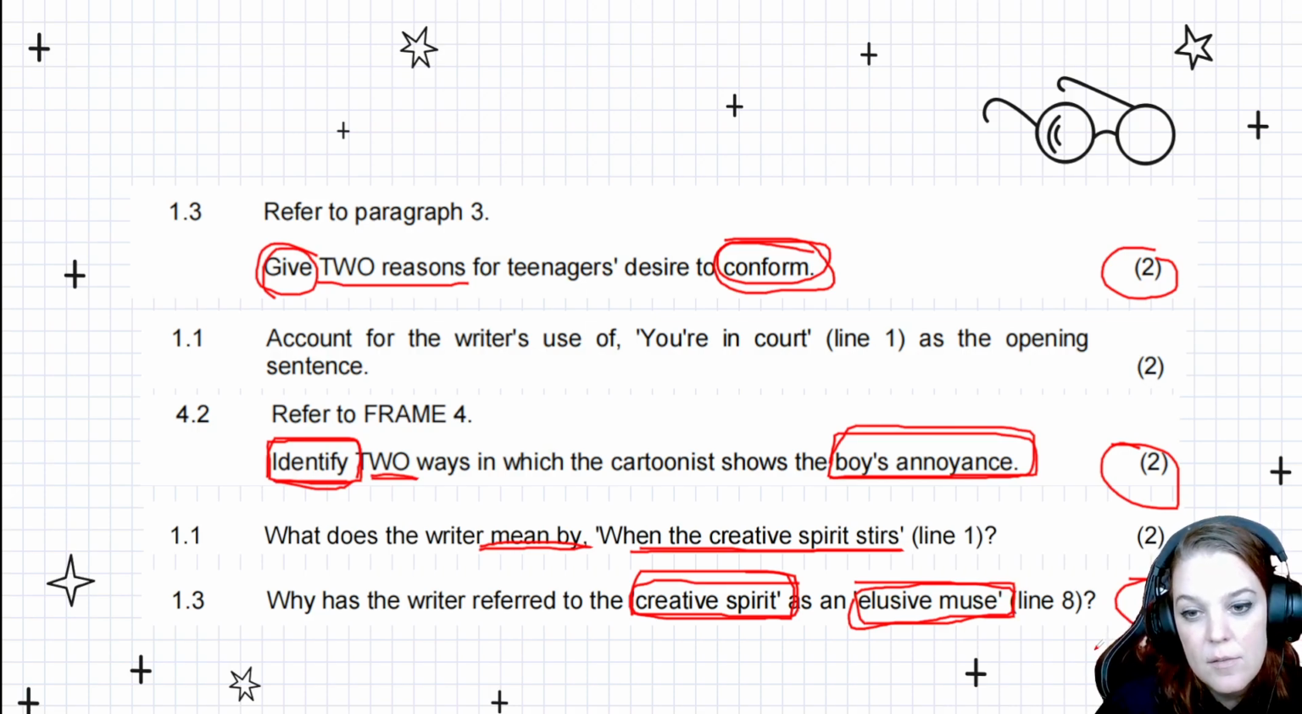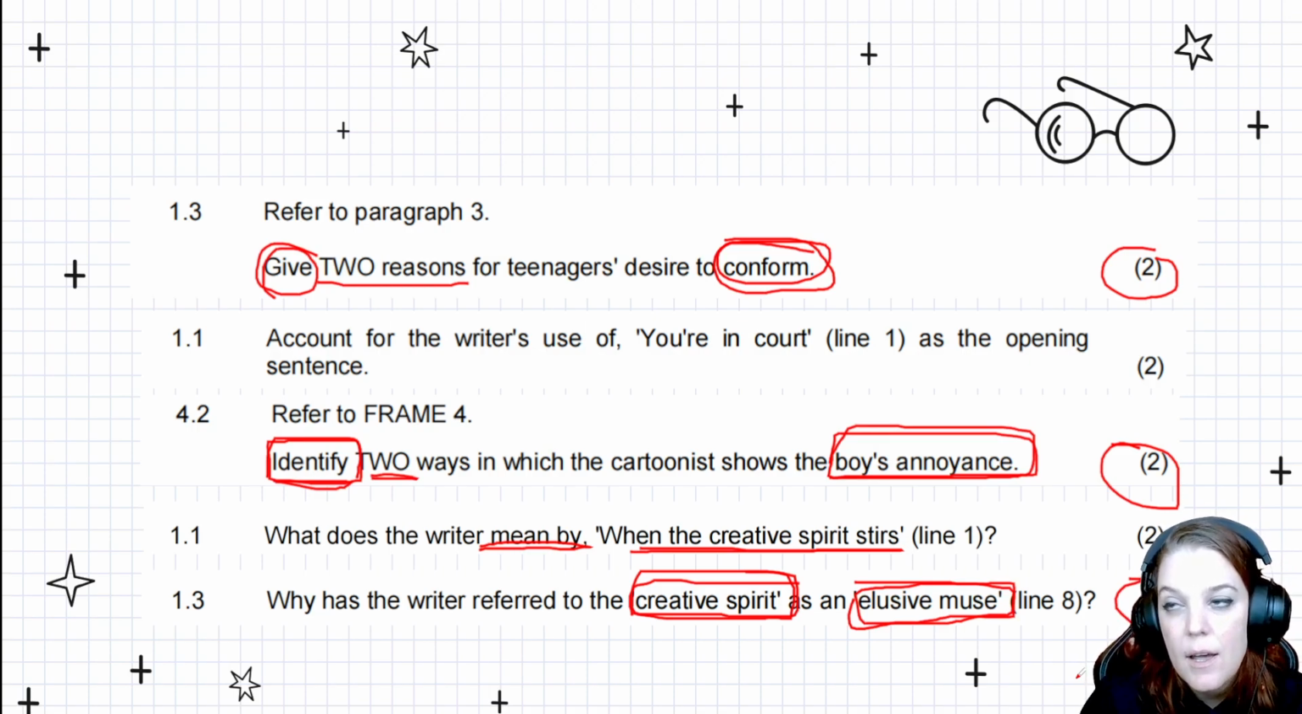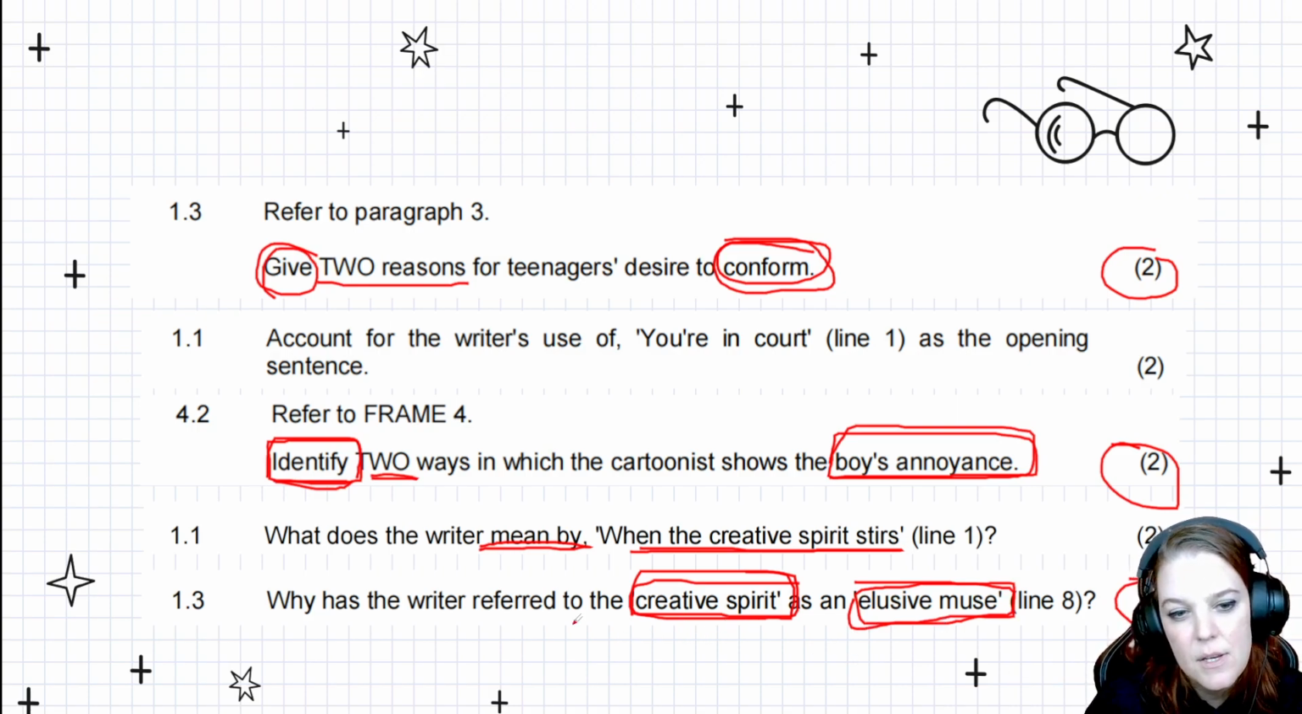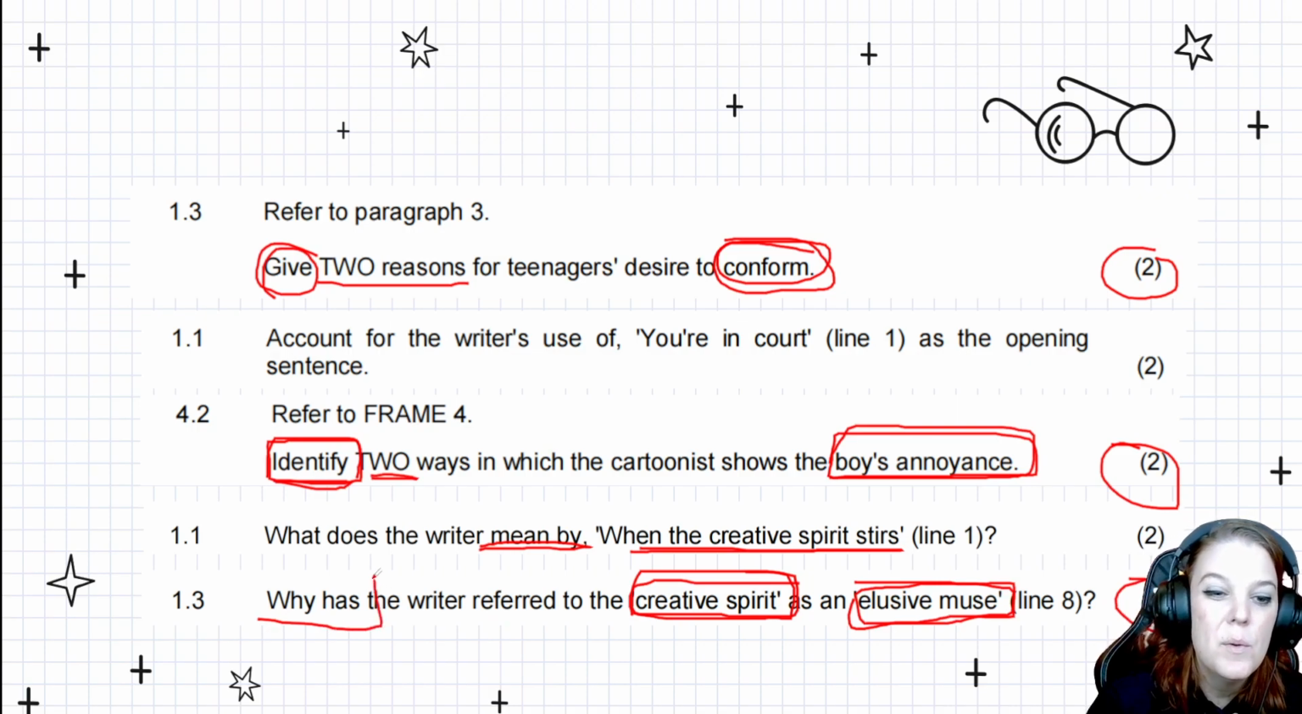Something that is elusive, it evades, it hides, it's maybe a bit sneaky or a bit sly. And what is a muse? A muse is usually something that gives you inspiration. It can be a person, it can be an object. It's something that gets your creative juices flowing. Right. So when it says, why has the writer referred to the creative spirit as an elusive muse? So what do we think the intention of the writer is there?